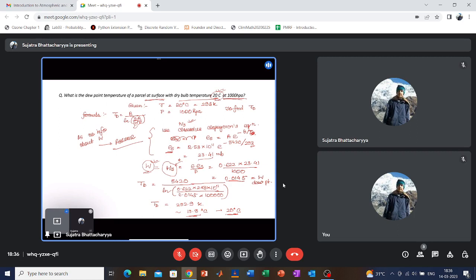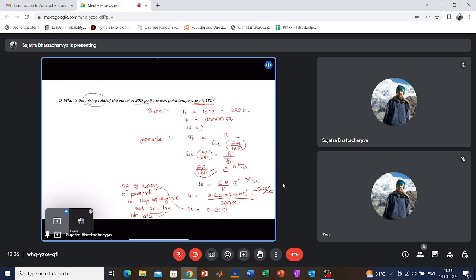And if that is true, then if the dry bulb temperature is 20 degrees Celsius, the dew point is also 20 degrees Celsius. It should come, and it has come about 19.9 degrees Celsius, that is 20 degrees Celsius. Okay. So this is the concept of the dew point.